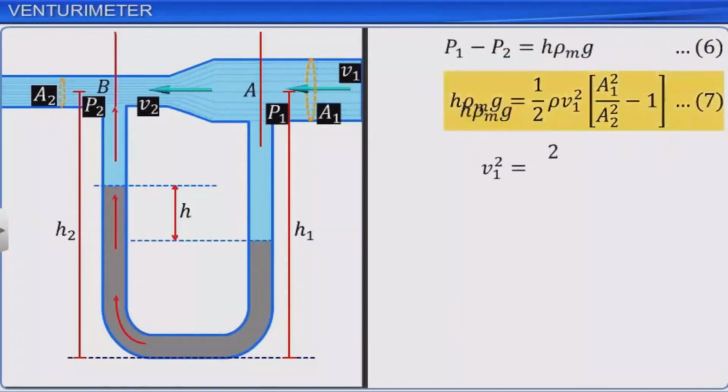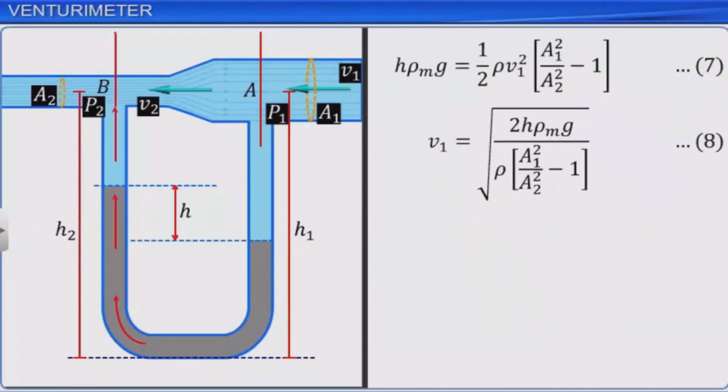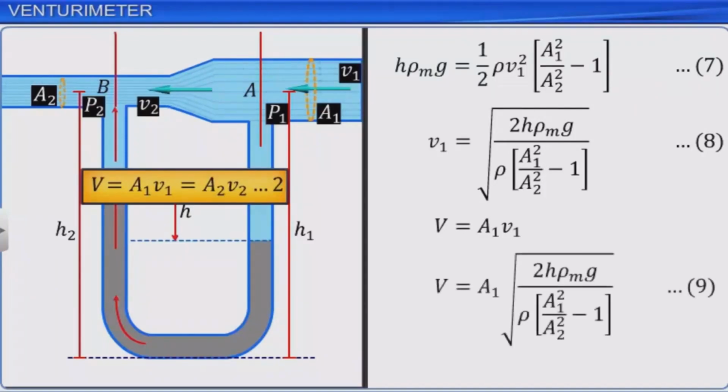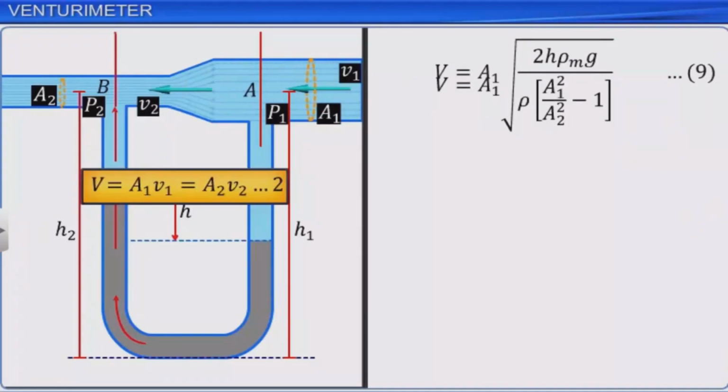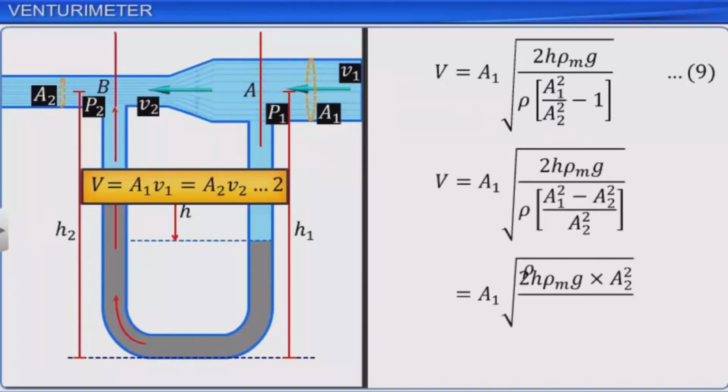Simplifying equation 7, we get the expression for velocity V1 as shown in equation 8. From equation 2, we get the volume of the liquid flowing per second through the Venturimeter at A as equation 9. Simplifying this expression, we get the expression for the volume of the liquid flowing per second through the tube as shown.